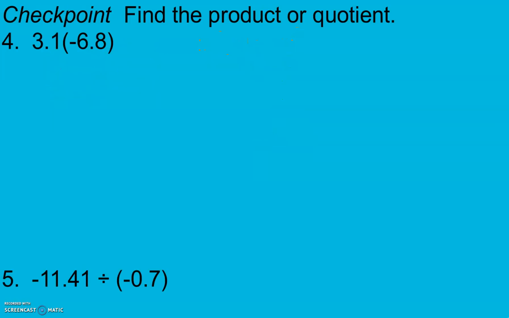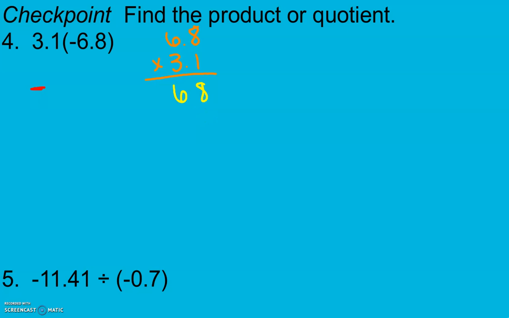Feel free to pause here and give this a try if you'd like. I have one negative, so my answer is going to be negative. I'm going to take 6.8 times 3.1. Here I only have 2 digits in each of them, but 3 and 1 are smaller and easier to multiply, so I put those on the bottom. 8 times 1 is 8. 1 times 6 is 6.